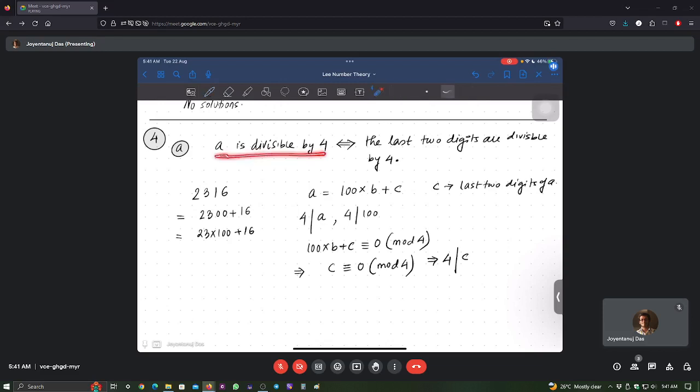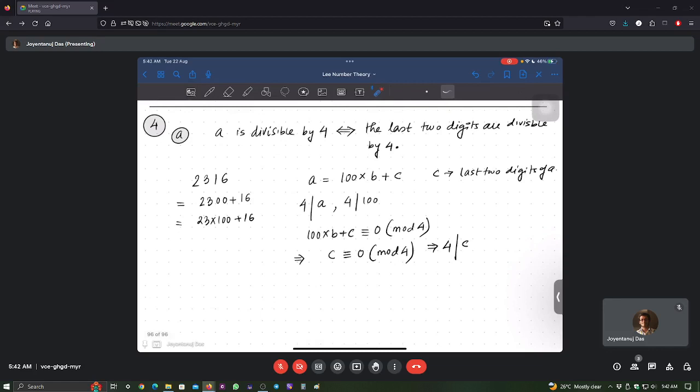So A is divisible by 4. I showed that the last two digits is divisible by 4. So C was the last two digits, and 4 divides the last two digits. So the last two digits means there is a 100 factor there. No, I didn't get you. Tell again.